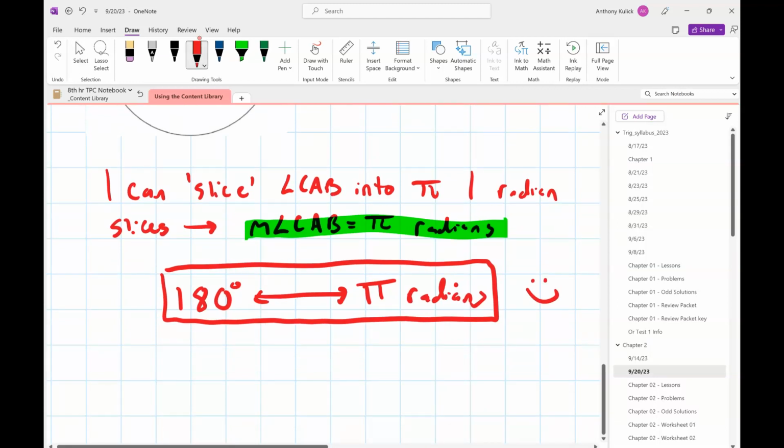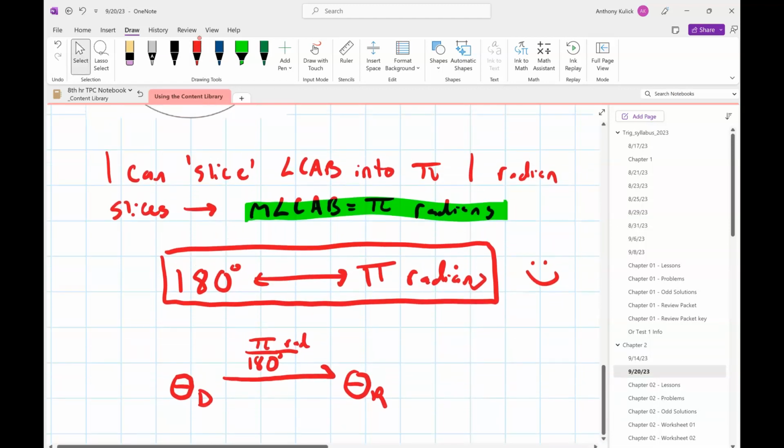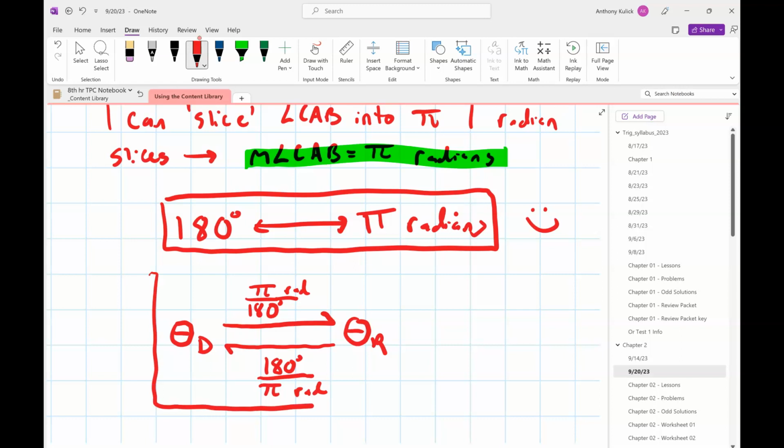So if I have some angle measure in degrees, and I want to convert it to an angle measure in radians, I would need to multiply that by pi over 180. If I want to go from an angle measure in radians to an angle measure in degrees, I have to multiply that by 180 over pi radians.